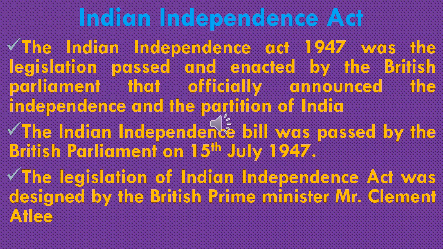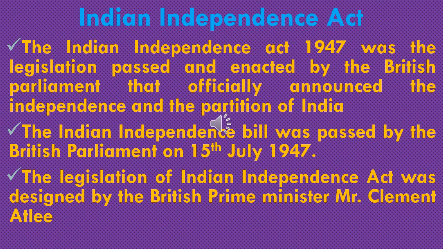The Indian Independence Act of 1947 was legislation passed and enacted by the British Parliament that officially announced the independence and the partition of India. The Indian Independence Bill was passed by the British Parliament on 15th July 1947.